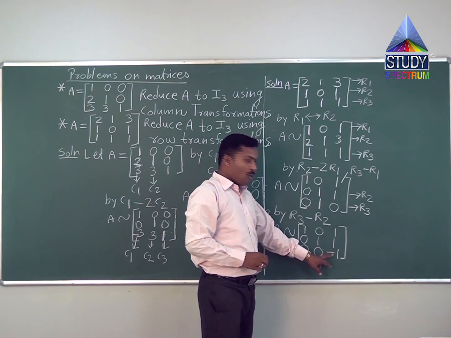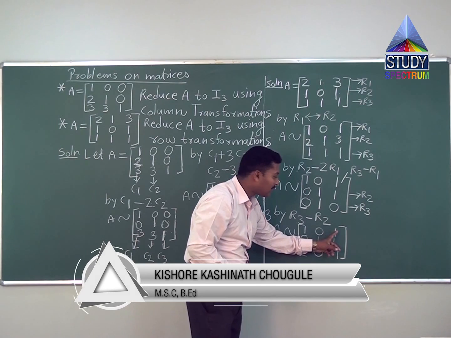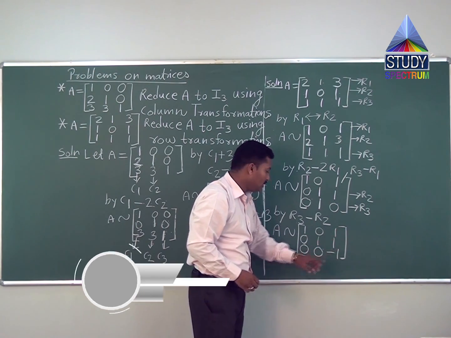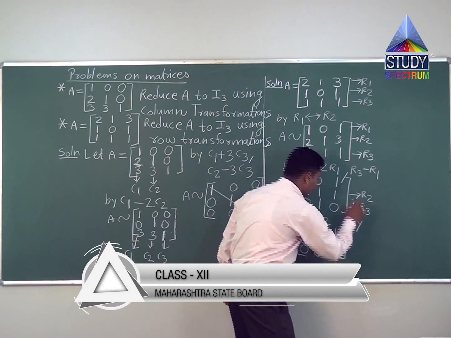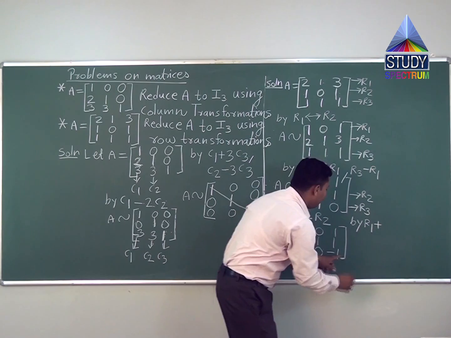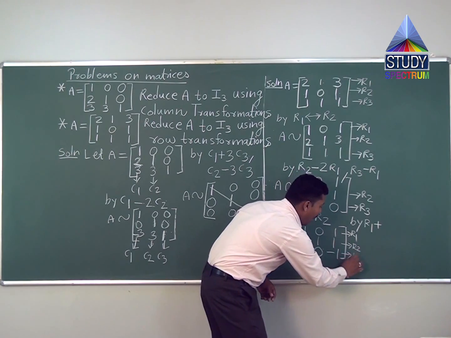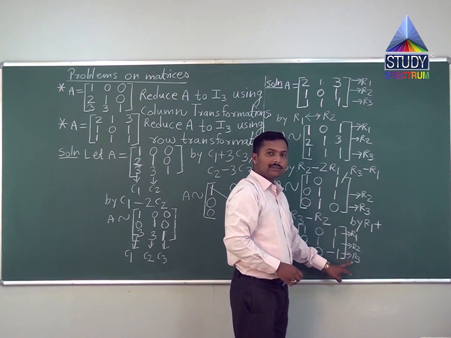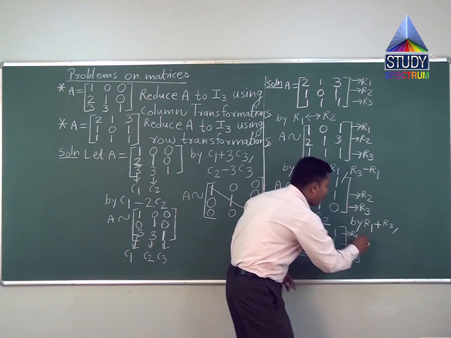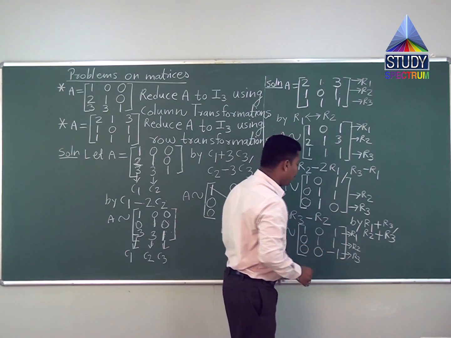So here we get minus 1, and by using this minus 1, we make the above two numbers 0. Means 1 minus 1 is 0, and this one minus 1 is 0. Therefore, this is the first row R1, this is the second row R2, this is the third row R3. So by R1 plus R3 and R2 plus R3, we get the total identity matrix.